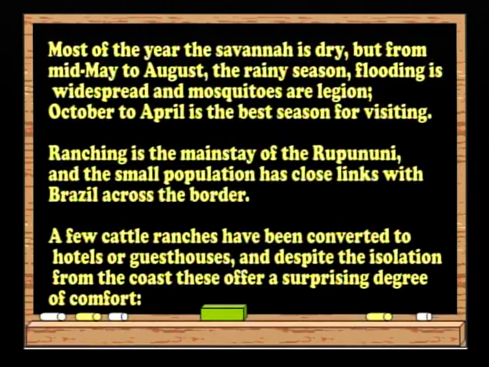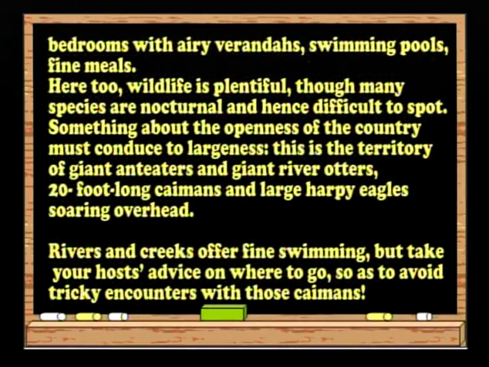Ranching is the mainstay of the Rupununi, and the small population has close links with Brazil across the border. A few cattle ranches have been converted to hotels or guest houses, and despite the isolation from the coast, these offer a surprising degree of comfort. Bedrooms with airy verandas, swimming pools, fine meals. Here too, wildlife is plentiful, though many species are nocturnal and hence difficult to spot.